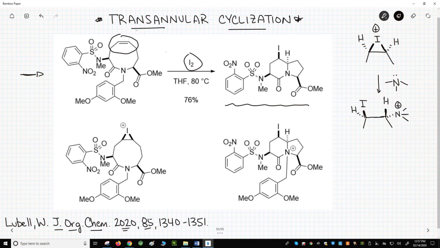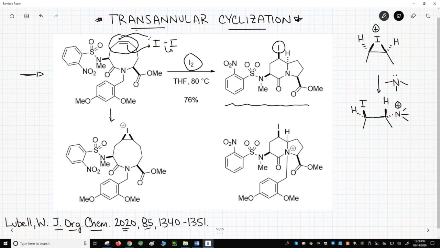Since the iodine in the product is up, I'm going to assume that the iodonium ion forms on the top face of the alkene. I'll propose perhaps the simplest mechanism that can explain the product, but there are multiple possible pathways. Here is a possible mechanism for the formation of the iodonium ion, which is drawn in the lower left.